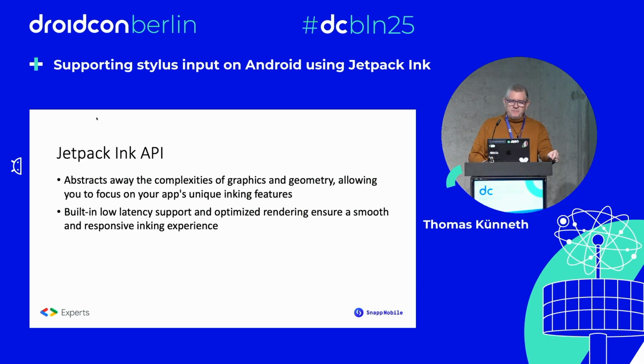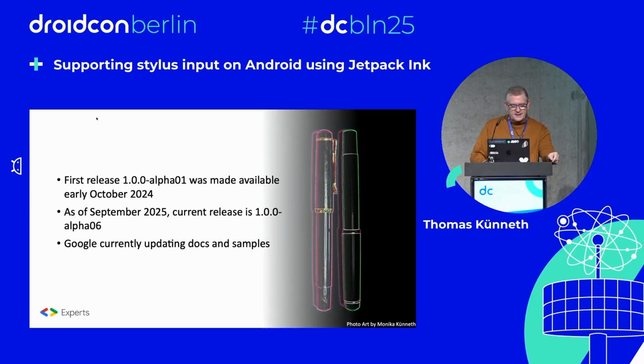So there shouldn't be any latency with what the user sees on screen when he moves the stylus, and this is something we don't want to implement on our own, and this is what Jetpack Ink API does for us. So they do the drawing with as little latency as they possibly can with regards to what the device offers. The first publicly available release of Jetpack Ink API appeared roughly about a year ago, early October 2024.